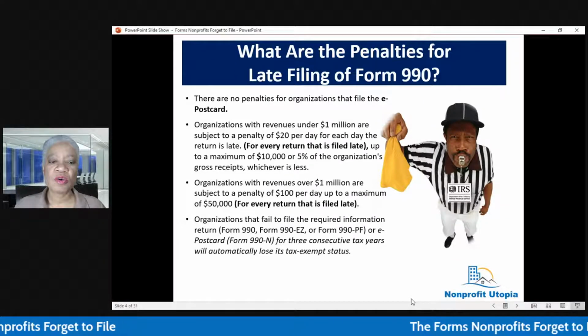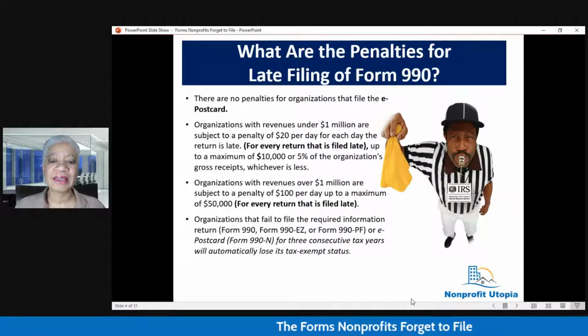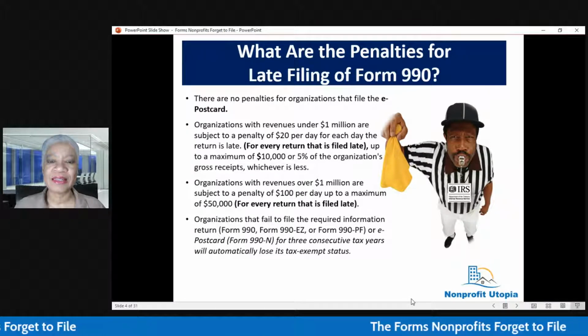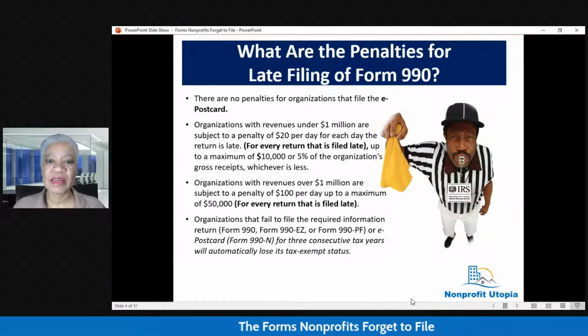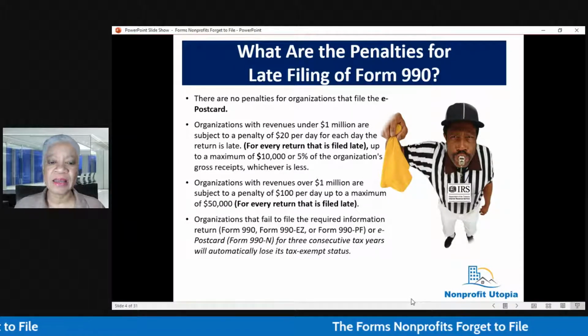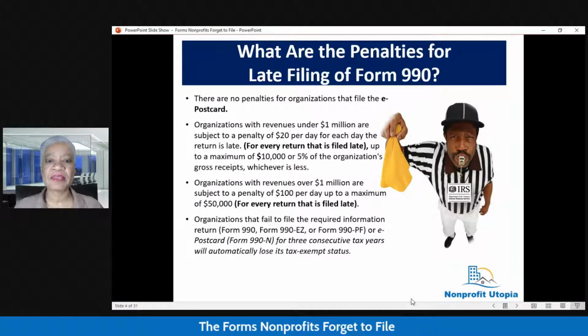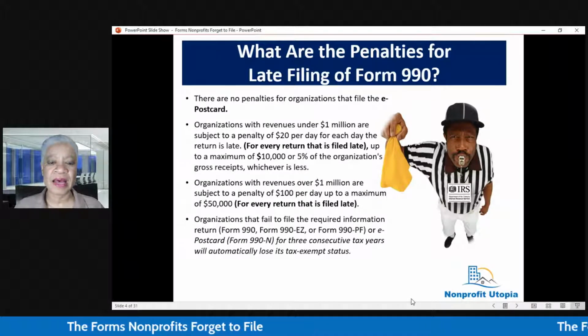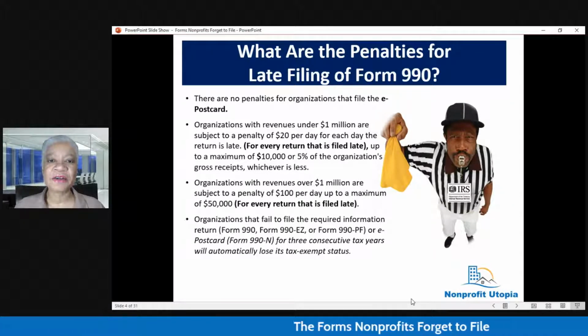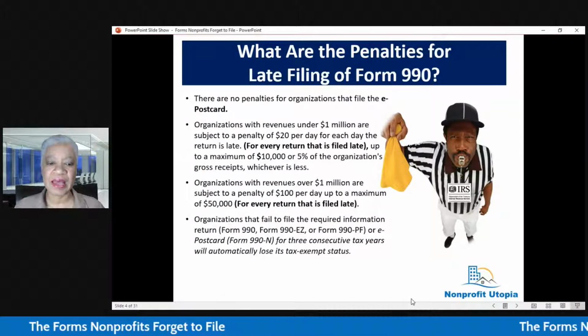Organizations with revenues less than $1 million have to pay a penalty of $20 a day for every day the return is late, for every return. So if you have 3 outstanding returns, multiply that by 3. It's already pretty expensive if you have 1 year, but multiply that by 3. And the maximum penalty is $10,000 or 5% of your gross receipts, whichever is less.